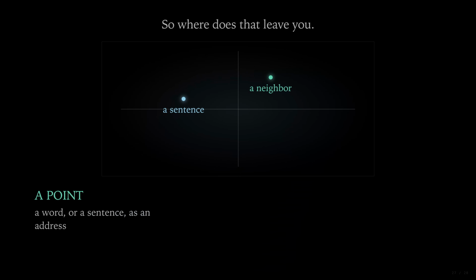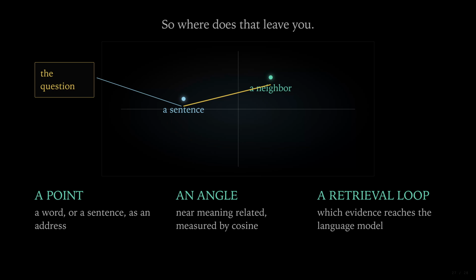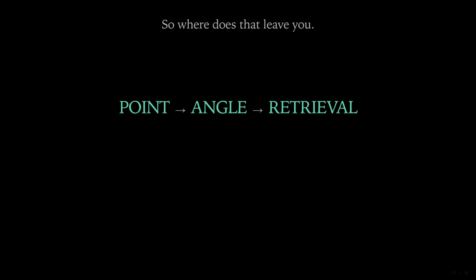So where does that leave you? 3 things, really. A word or a sentence as a point. Near meaning related, measured by an angle. And a retrieval loop that uses that geometry to decide which evidence reaches the language model. That is the whole stack under search by meaning, and it is sitting in every RAG demo you have seen.